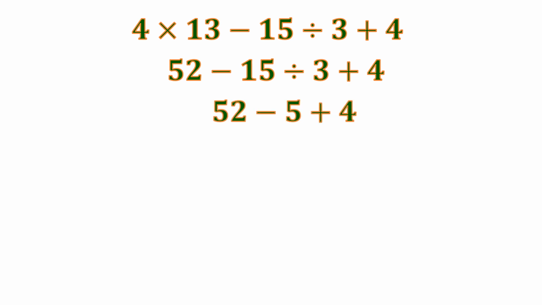And then subtract and plus. You have to do subtraction first because we go from the left to the right. 52 minus 5 is 47. And then you add 47 plus 4, which is 51. So that's how easy order of operations for MDAS is.